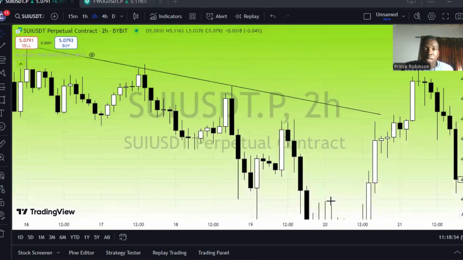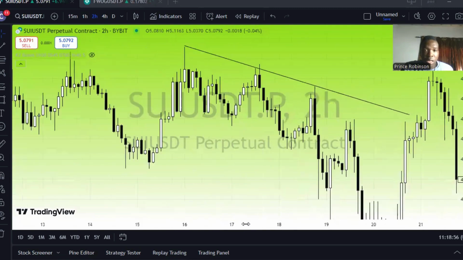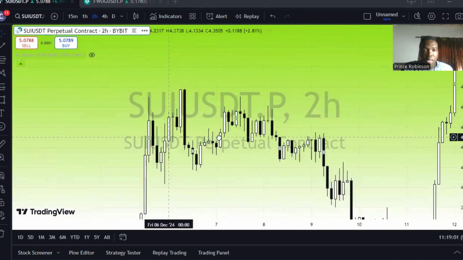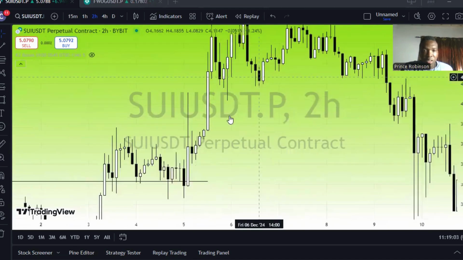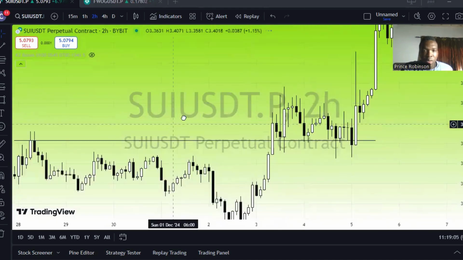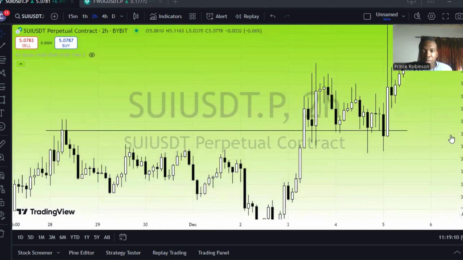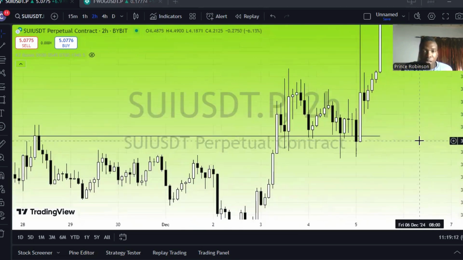Let me know if I was able to take another trade on this pair, so that I was able to show you guys. I don't think so. I was able to take a trade on this pair. Okay, this one price took me out. Not a loss, sure, but it took me out.